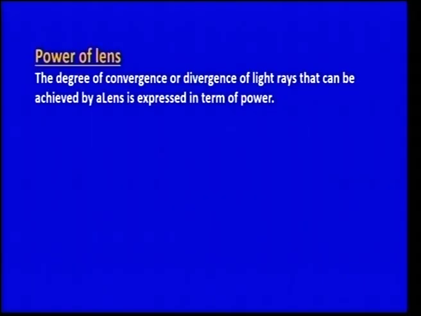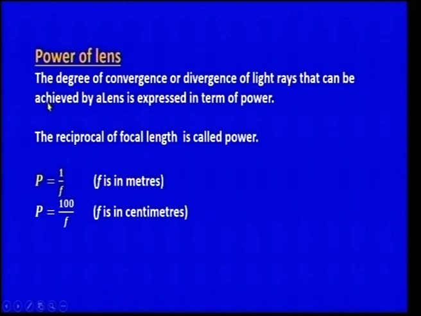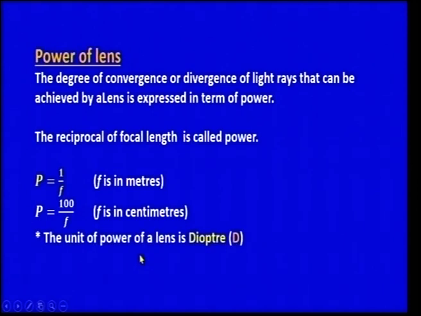The degree of convergence or divergence of light rays that can be achieved by a lens is expressed in terms of power, or we can define it like this also: the reciprocal of focal length is called power of lens. Power of lens P equal to 1 by F when F is taken in meters, and P equal to 100 by F when F is taken in centimeters. The unit of power of lens is diopters.